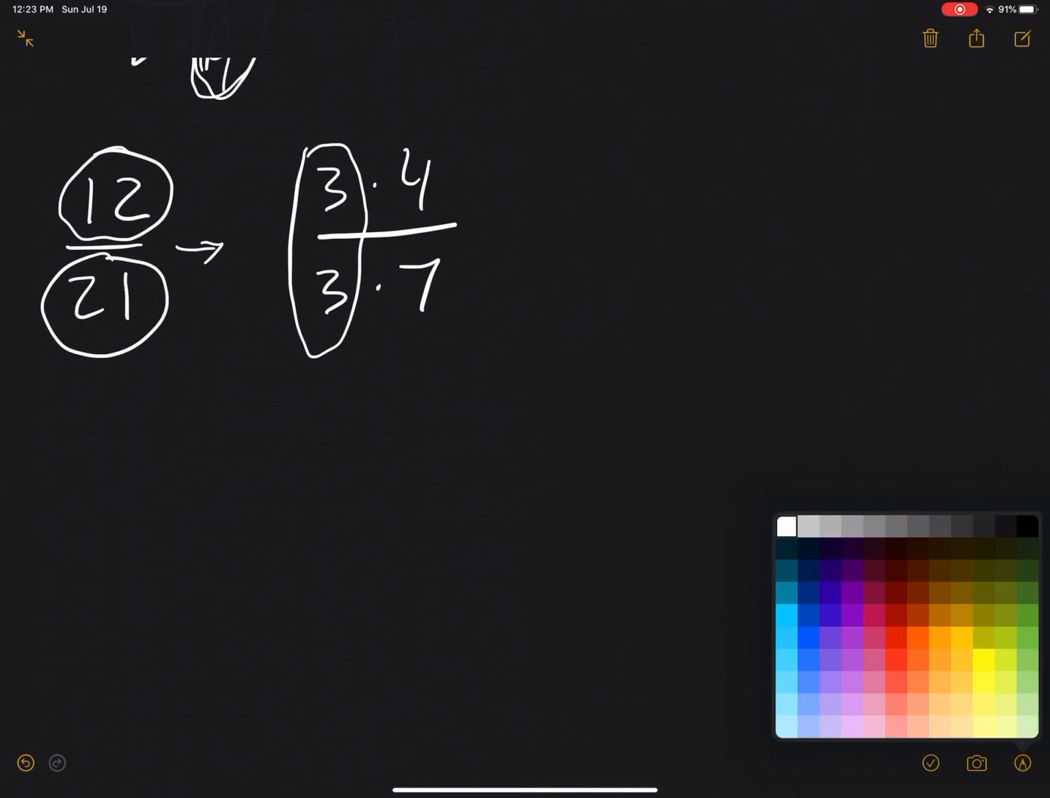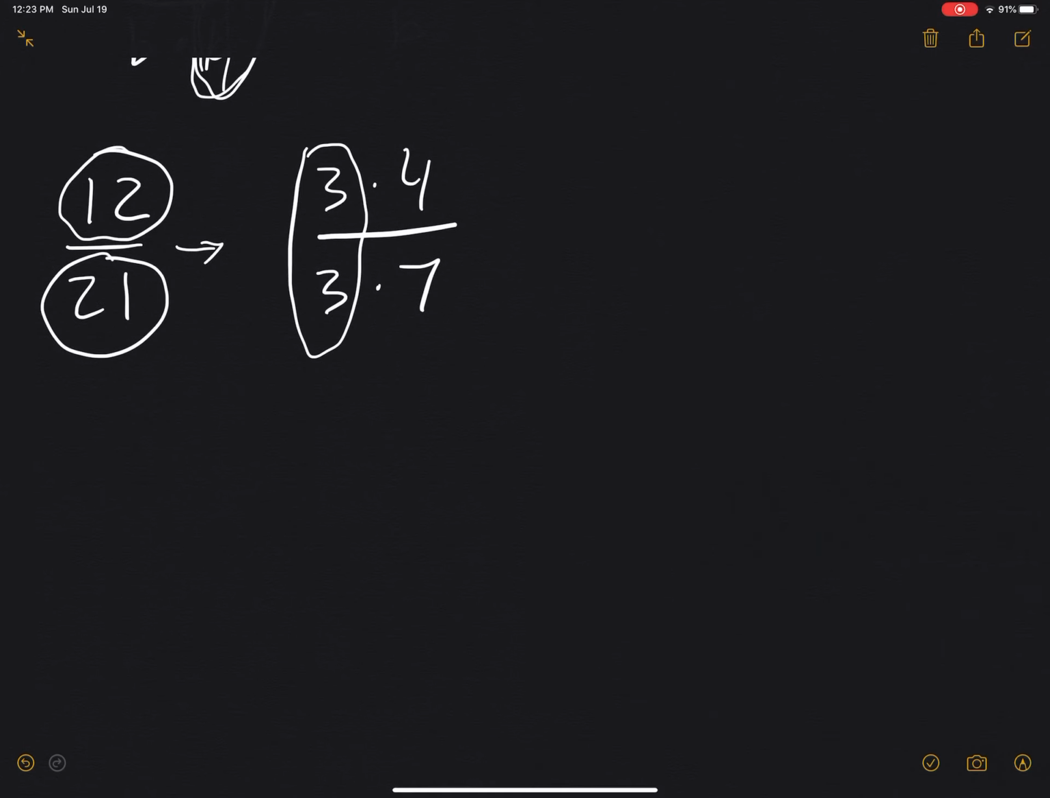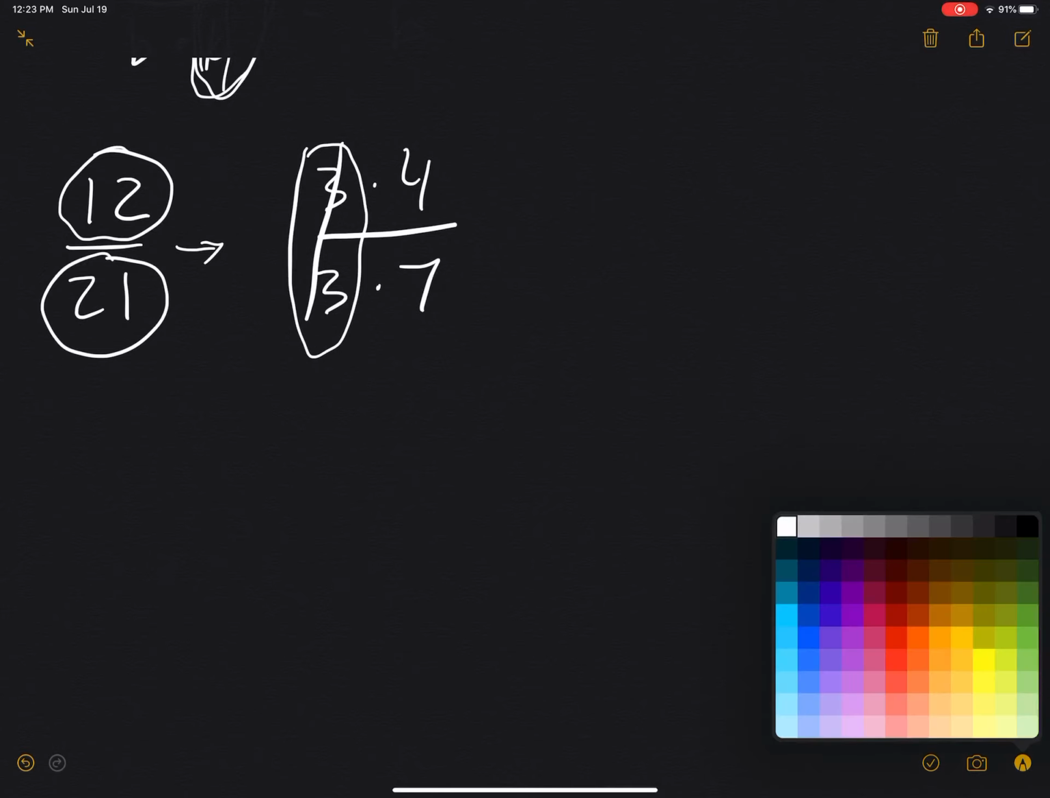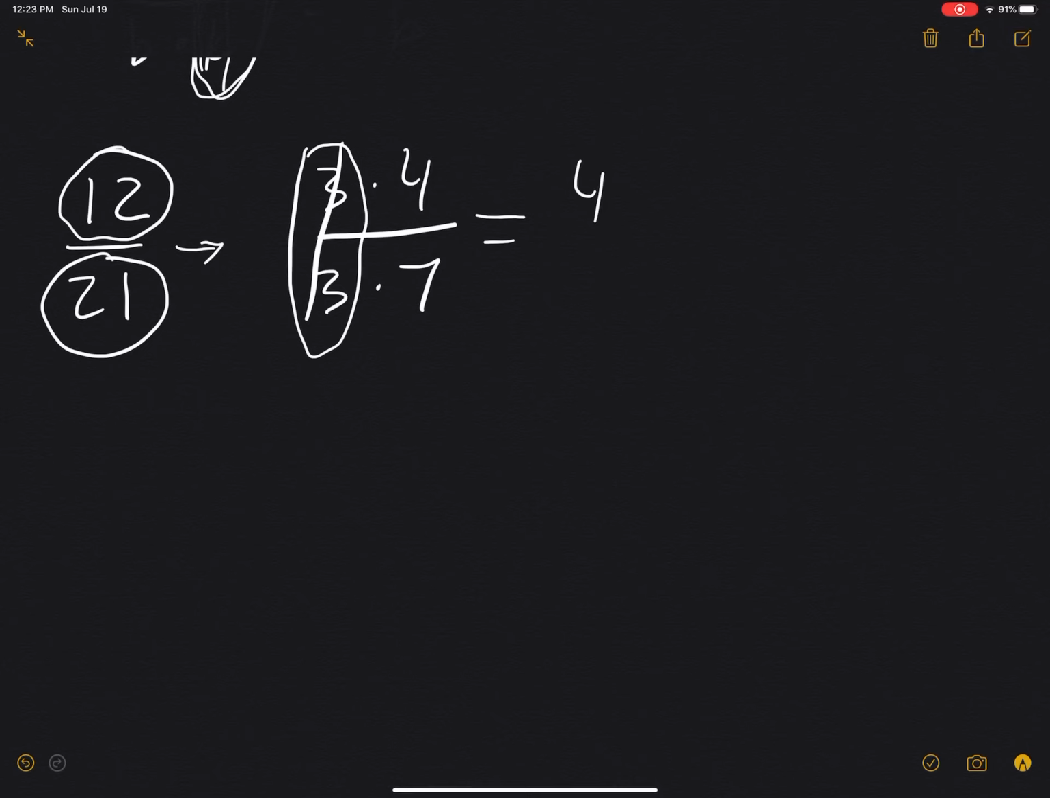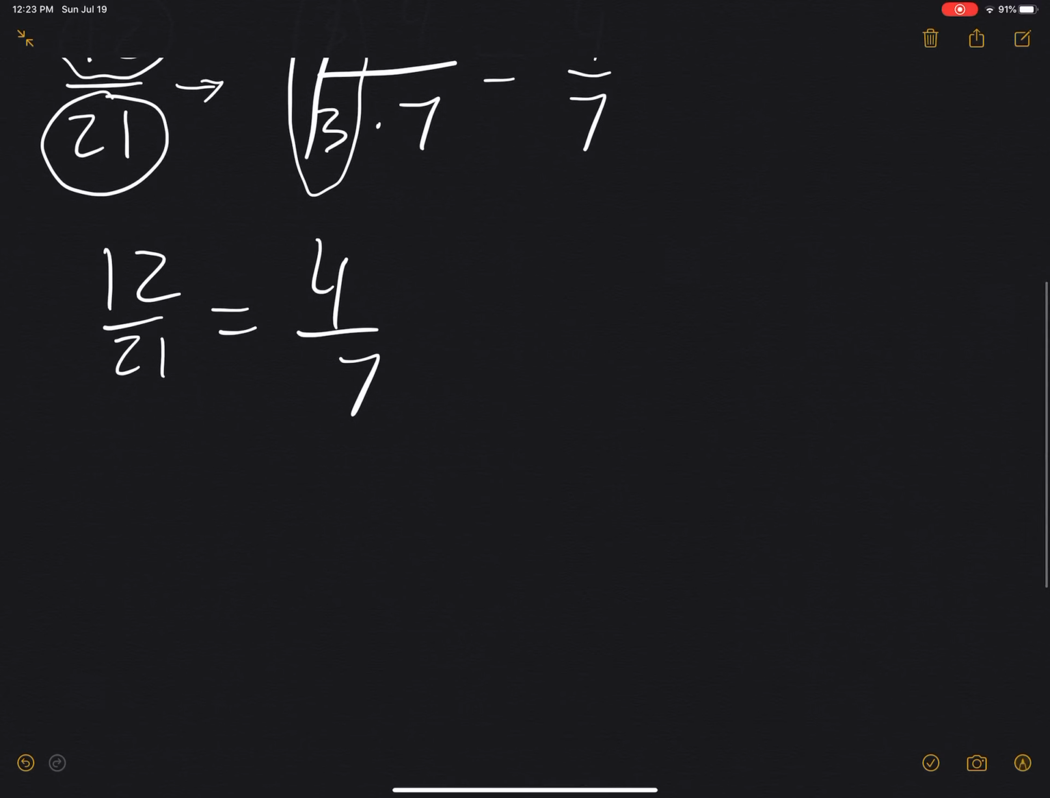And what that means is if we have a 3 on the top and on the bottom, both being multiplied into a fraction, only multiplication, I can cross them off. So I can say 12 over 21 is equal to 4 over 7. And that's just how you simplify fractions.